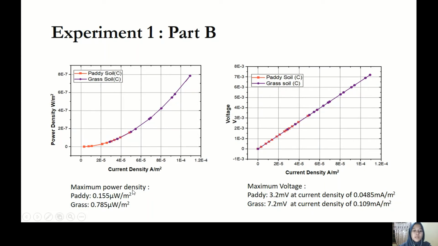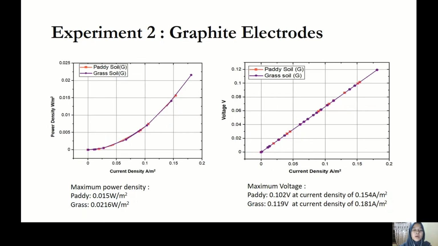The maximum power density that could be achieved by paddy soil is 0.155 microwatt per meter square, and the grass soil is 0.785 microwatt per meter square. And also here there is a huge difference in value between paddy and grass soil. Here is the result for experiment 2, which is the graphite electrode. The maximum power density that could be achieved by paddy soil is 0.015 watt per meter square, and the grass is 0.0216 watt per meter square.